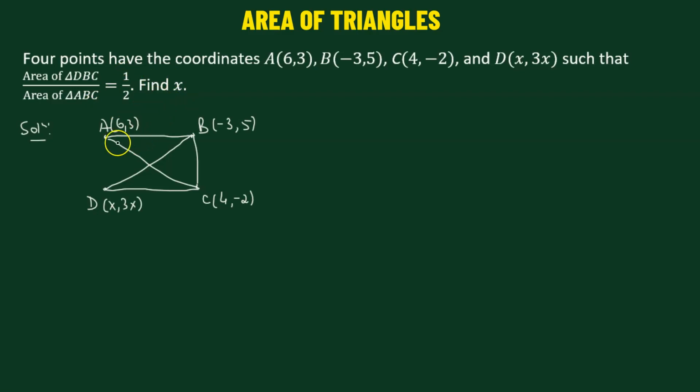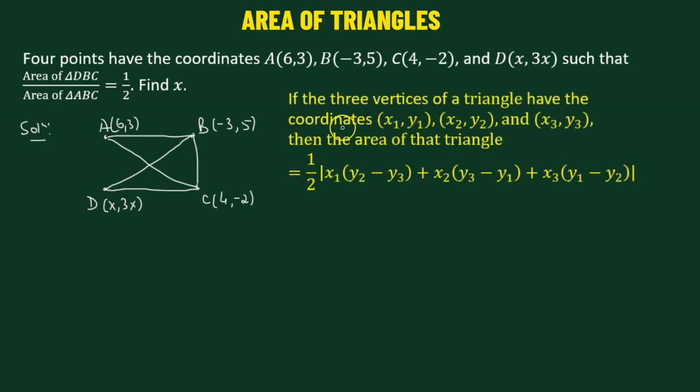Now we can easily find out the area of any triangle if the coordinates of its vertices are provided to us. So let's specify the formula that we'll be using here. If the three vertices of a triangle have the coordinates x1, y1, x2, y2 and x3, y3, then the area of the triangle is given by this expression, which is half times the absolute value of x1 multiplied to y2 minus y3 added to x2 times y3 minus y1 plus x3 times y1 minus y2.